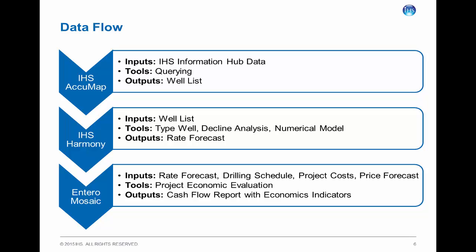To get a little deeper into this process, the data flow is we're going to start off in IHS AccuMap and use the IHS Information Hub data. We'll do some querying in there and output a well list. We can import that well list into IHS Harmony, where we'll then use type wells, decline analysis, and numerical modeling to create a rate forecast. We can take that rate forecast into Entero Mosaic, and along with other inputs such as drilling schedules, project costs, and price forecasts, we can use the project economic evaluation tool to output the cash flow report with economic indicators.